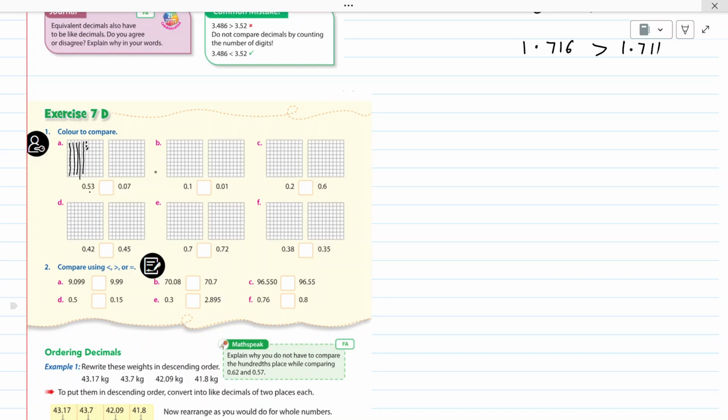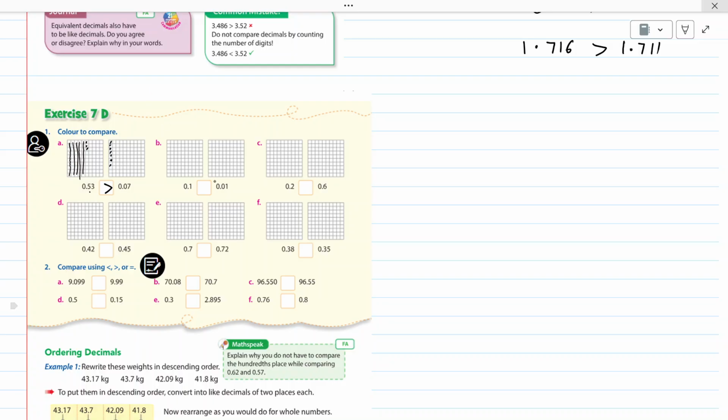This is the part. Now coming to the other number, 0.07. Here at the 10th place we have 0, so no complete row will be colored. And then at the 100th place we have 7, so let us mark 7: 1, 2, 3, 4, 5, 6, 7. And when we see this, we see that the major portion is shaded in the first number. So this is the bigger number.